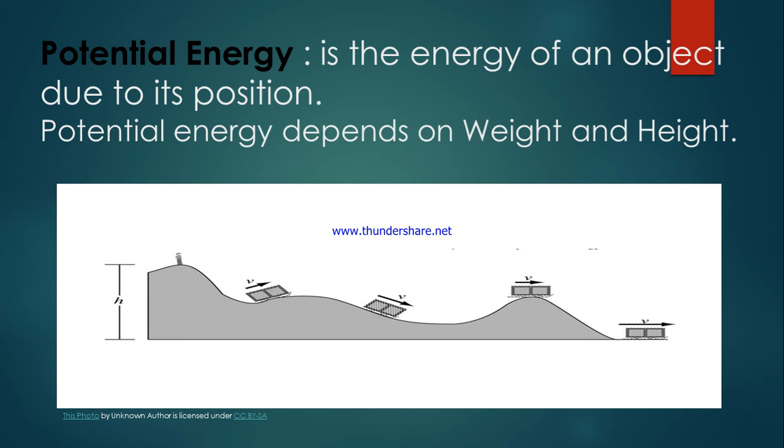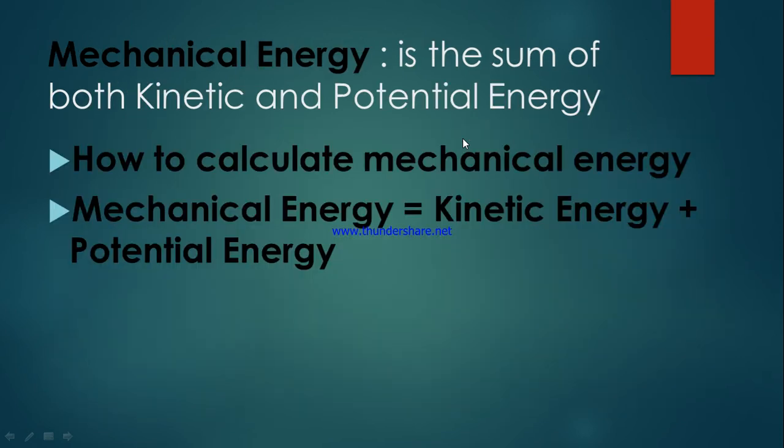Potential energy is the second type of energy, and it's the energy of an object due to its position. The word position means there should be a distance from the land or water surface. This is a man standing at this height above sea level. As long as there is a height, there is a big value for the potential energy. But if there is no height, the potential energy value will be zero. It mostly depends on the weight and height.